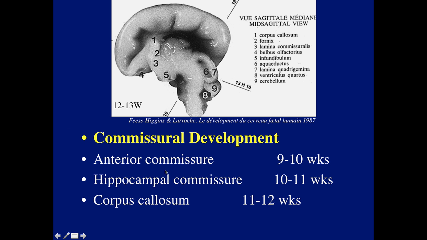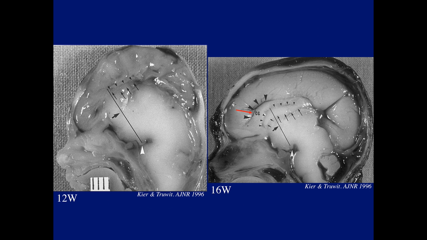Again, the commissures develop all within, so for instance, the anterior commissure is the oldest because of its olfactory brain connection, at 9 to 10 weeks, the hippocampal commissure at 10 to 11, and the corpus callosum starts at 11 to 12 weeks. Notice they're all bunched together in the massa commissuralis here, right in front of the upper part of the third ventricle. And again, same thing. These are human specimens with midline sections showing the development of the corpus callosum.